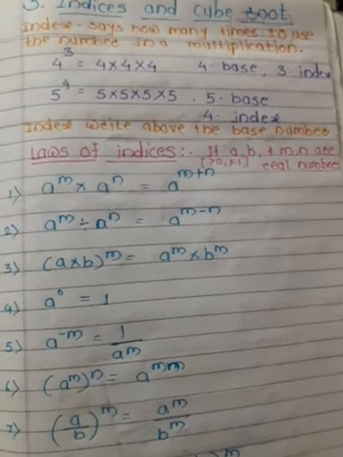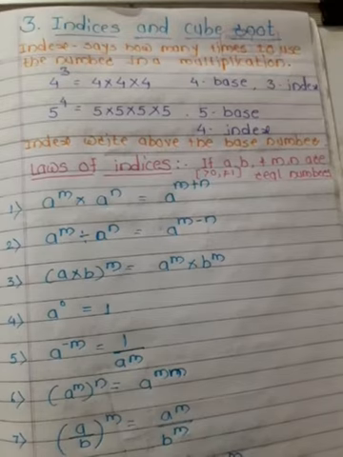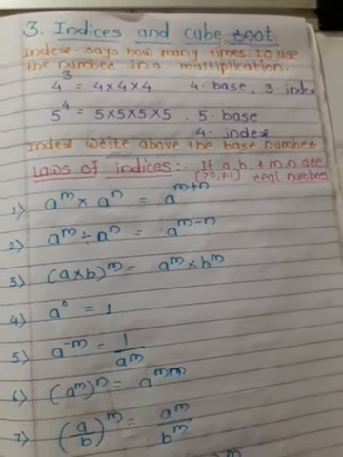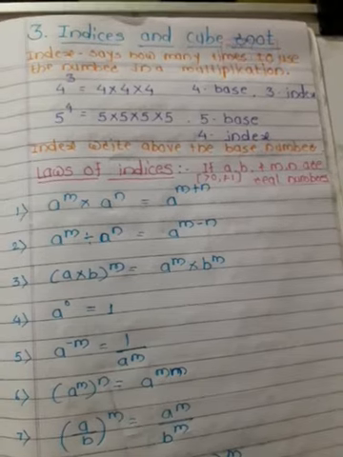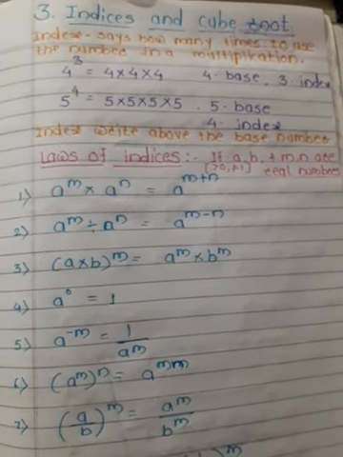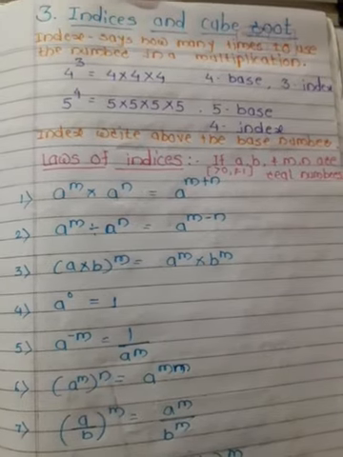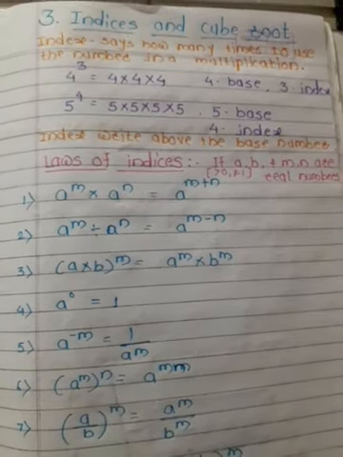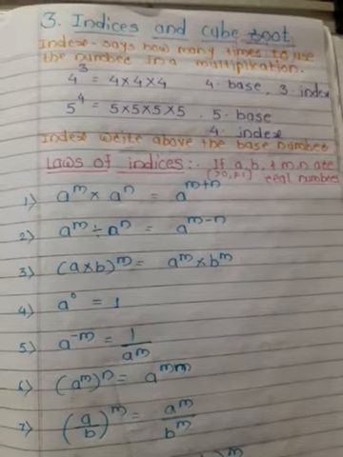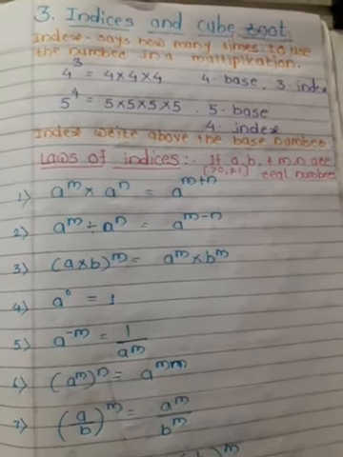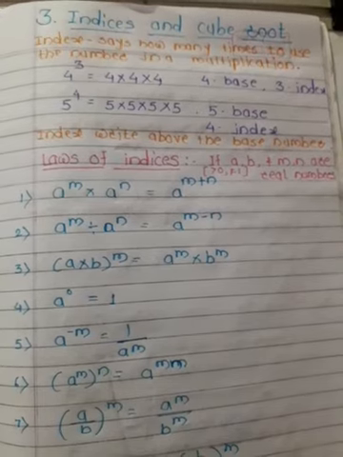First of all, we will see what is meant by indices. It is the plural form of index. Then what is meant by index? Index says how many times to use the number in a multiplication. And this index is always written above the base number.